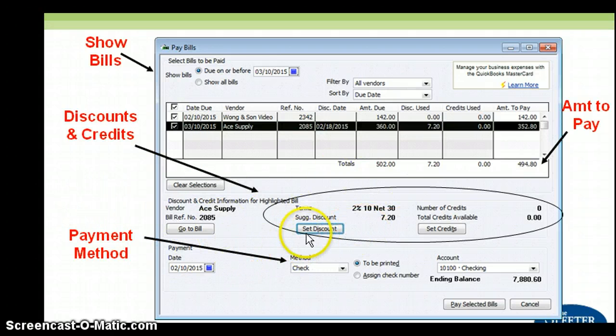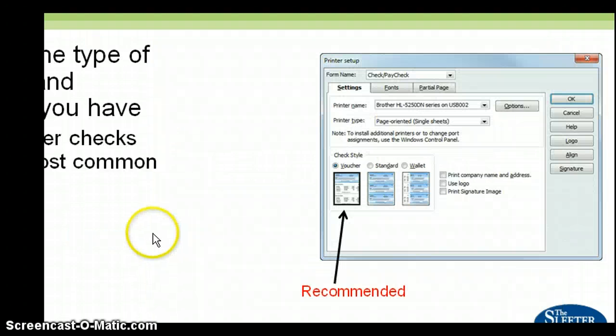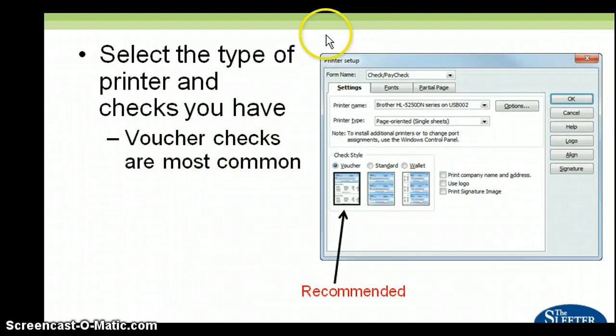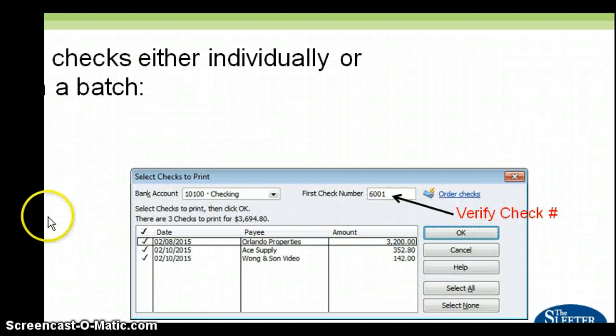Please make note of the fact that you can apply your discounts or credits to those individual items. Select the payment method and then pay your selected bills. Very, very simple, four or five steps, and that's it. At this point, you just tell QuickBooks which payment method you want to use for these particular bills, and you are set to go.